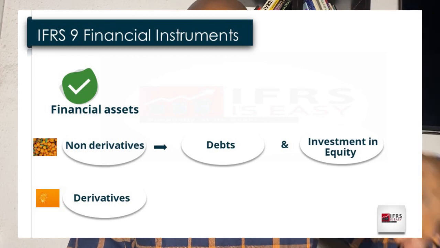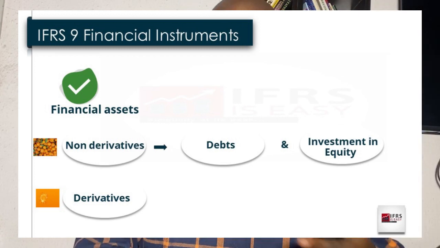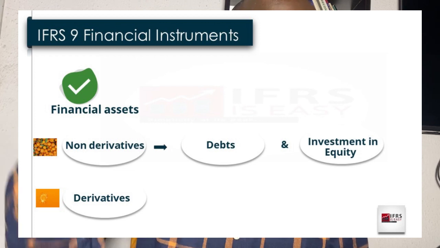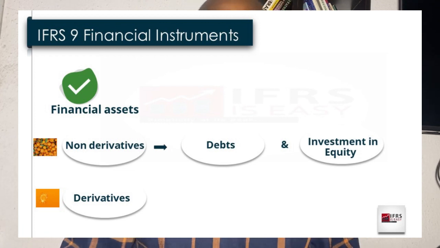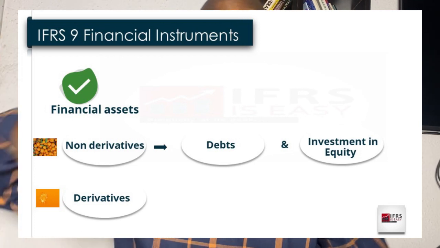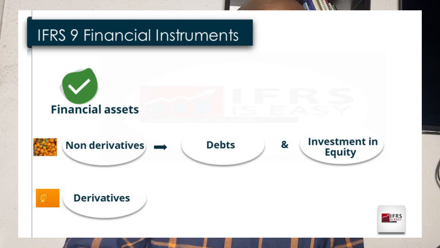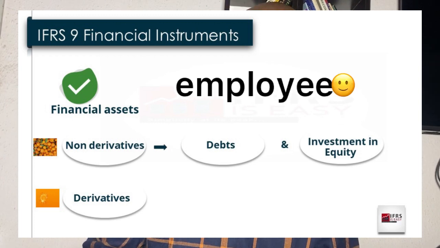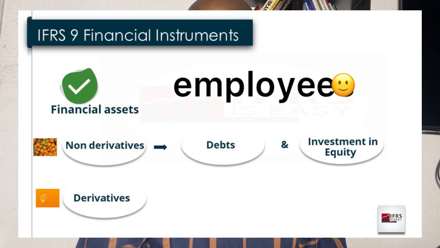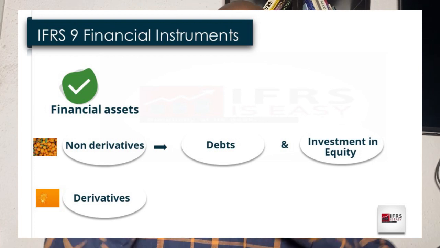We mentioned earlier that investment in equity is a financial asset. Now, any other thing that is not an investment in equity that is still a financial asset is called debt. So when you have a trade receivable, your trade receivable is a debt instrument, but it is still a financial asset. When you have loans and advances given out to customers, it is a debt instrument, but it is still a financial asset. When you have staff loan given to your customers, it is a debt instrument, but it is still a financial asset.